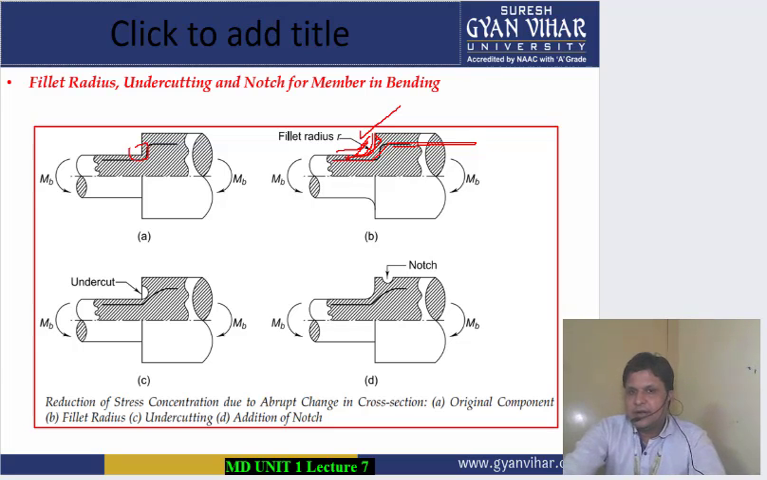In practice, the fillet radius is limited by the design of the mating component. Generally, you can't increase this fillet radius too much due to limitations in the mating parts of the design component. All right, now coming to the second step, what we can do is undercutting.